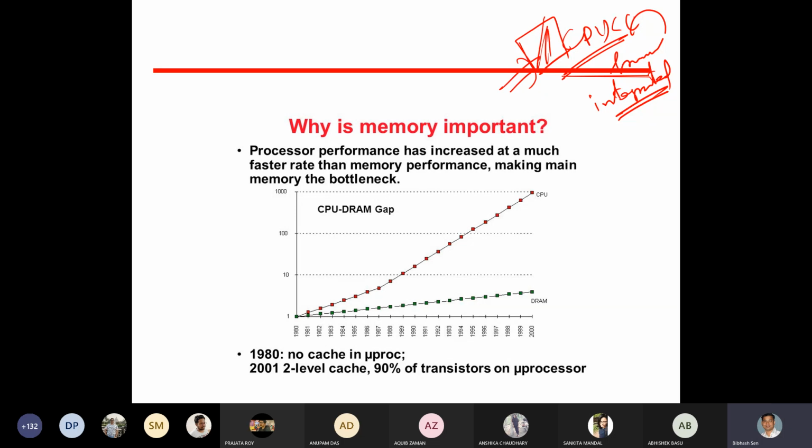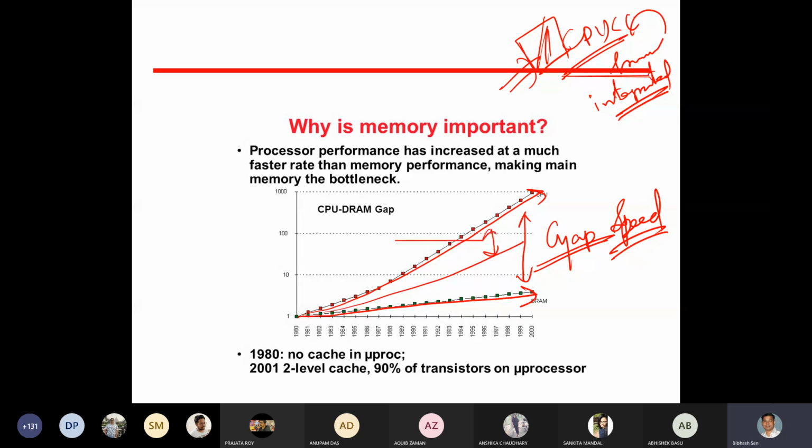The speed of the CPU increases like this with the technology of the CPU. But the technology of the RAM has not increased so much. So there is a huge gap in speed. Are you getting my point? Remember, this still exists. Processor performance increased at a much faster rate than memory performance, making main memory the bottleneck. So what happened there? I have to minimize this gap. At least I can come to this level, or I can go up to this level.